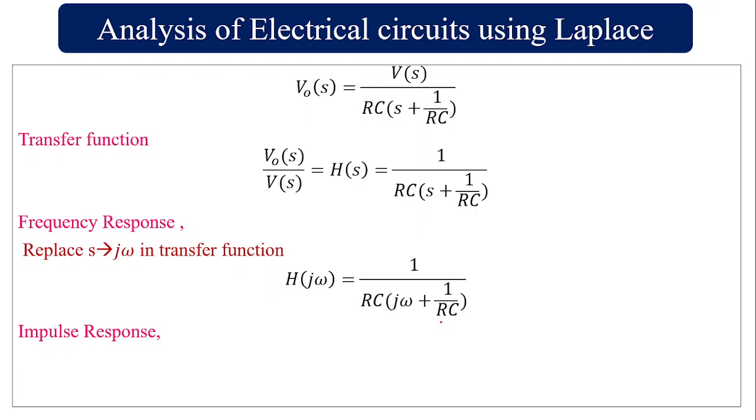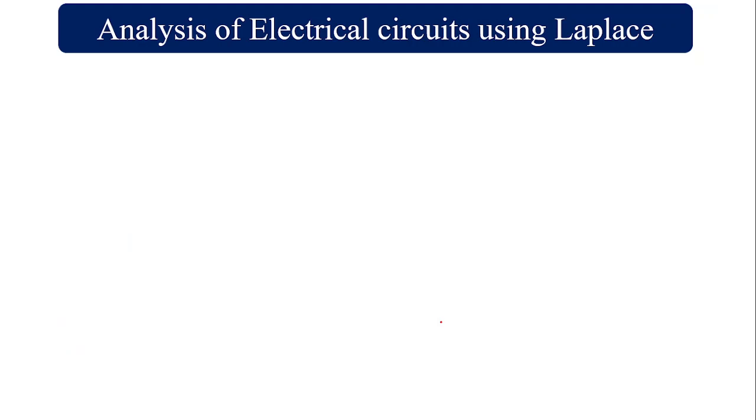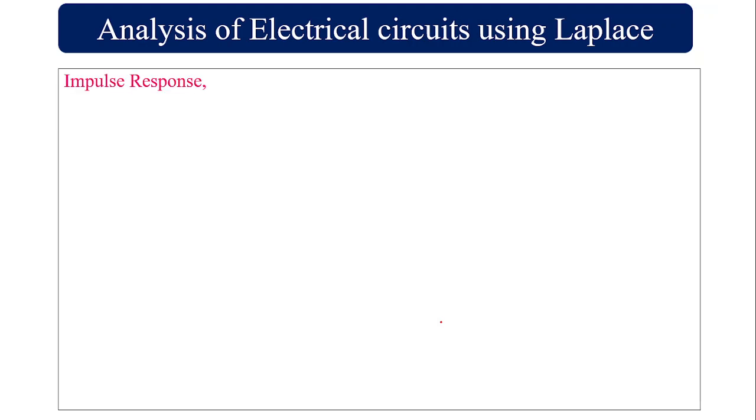Impulse response, the third component. For the impulse response, find the output function V naught of s by equating the input V of t to del of t. The Laplace transform of del of t is nothing but 1. So the impulse response V naught of s will be equal to, taking this 1 by RC out, 1 divided by s plus 1 by RC.